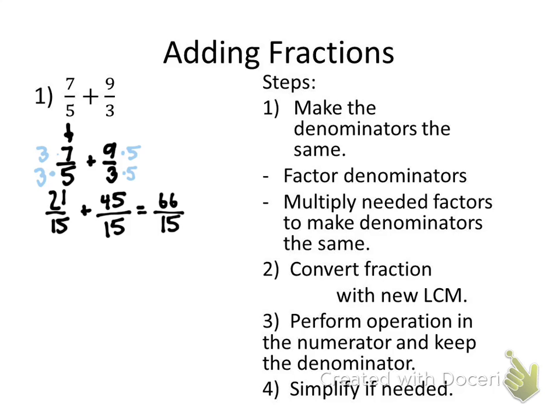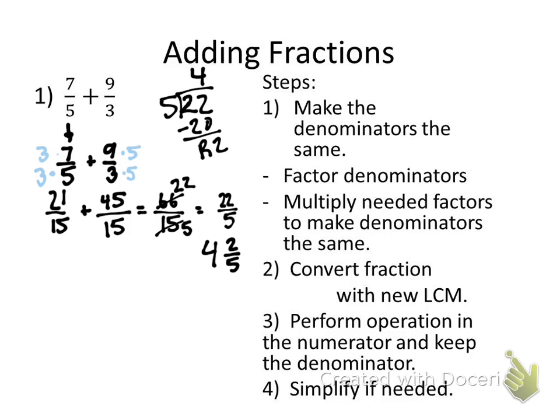Simplify if we can. I know I could simplify 66 and 15 by dividing 3 into each one. So 3 goes into 66 22 times, and it goes into 15 5 times. So it's like me saying 22 over 5. This is an improper fraction, so we do a side problem. 22 divided by 5: 5 goes into 22 4 times, which is 20. Subtract, and you get a remainder of 2. So your answer is going to be 4 and 2/5. That's your final answer.